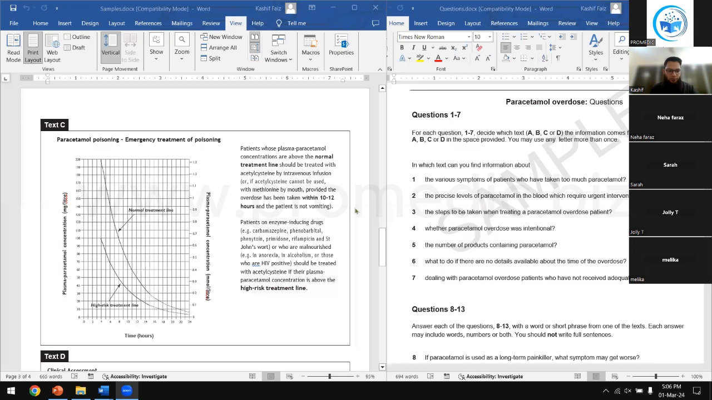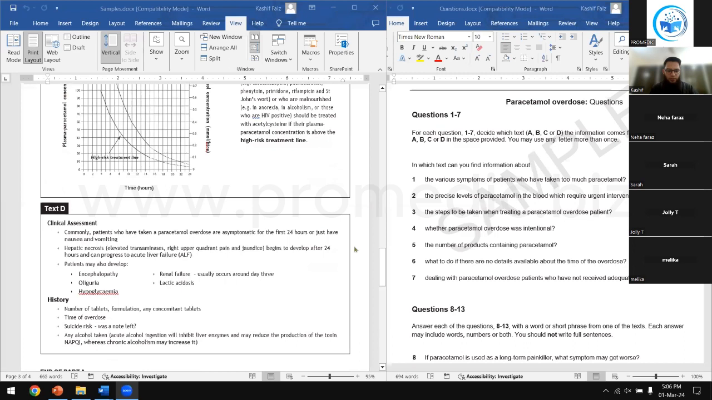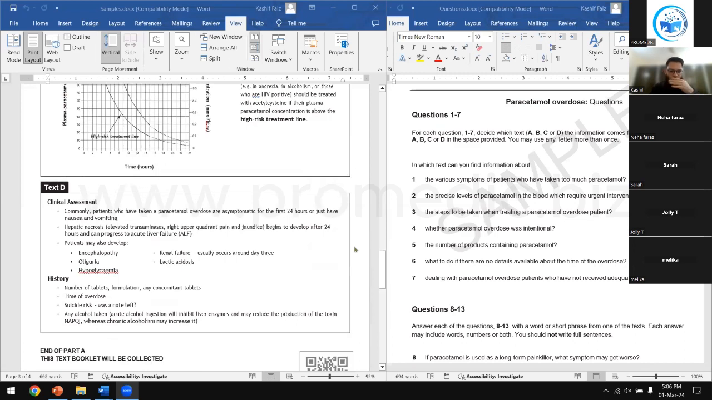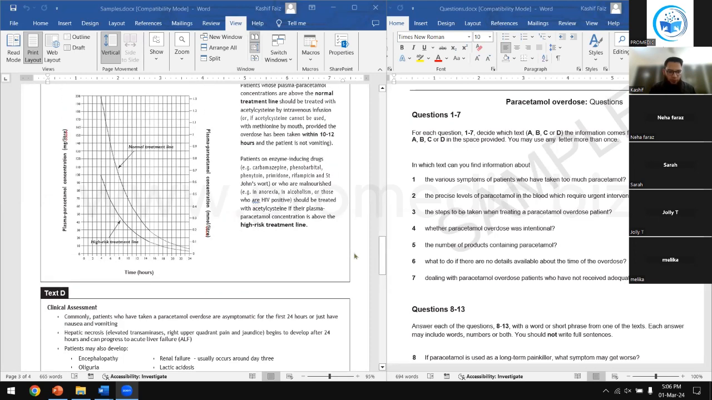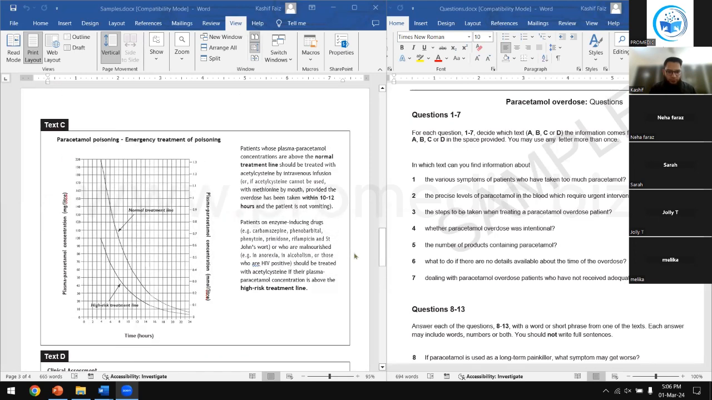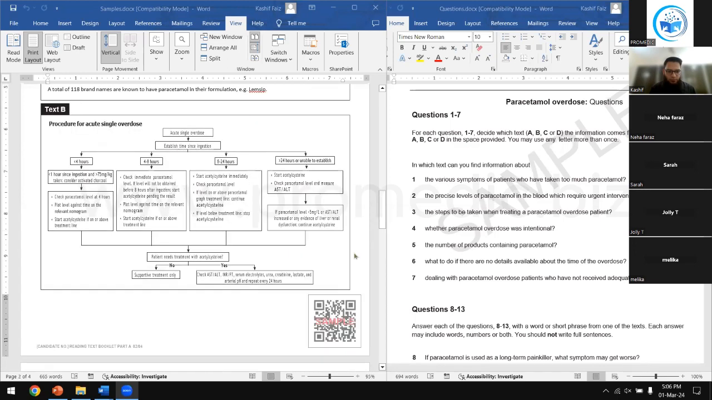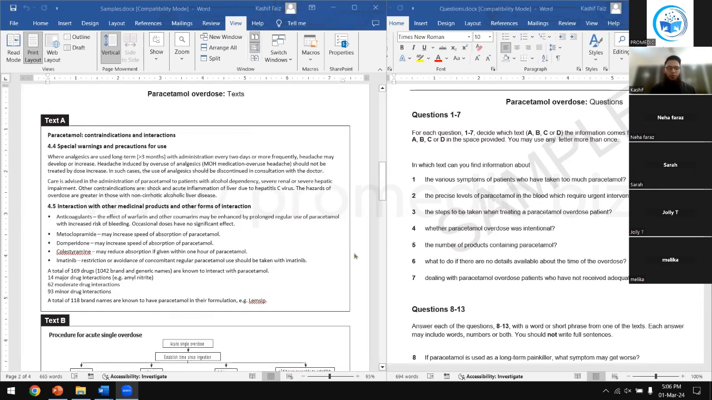A few seconds on text C. See if there is any question related to text C in these. And a few seconds for text D. You guys can match. Again, text C and text B. A few seconds here. Hurry up, and a few seconds here, text A.